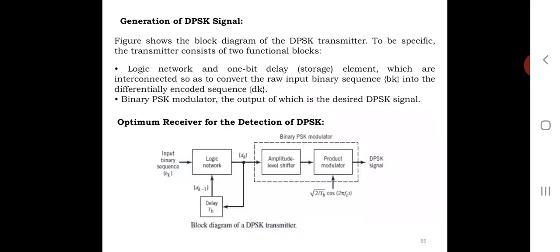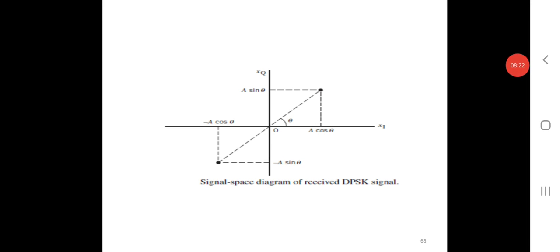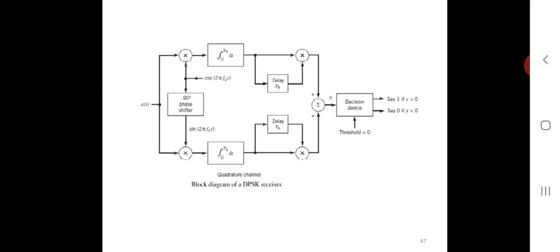And the binary PSK modulator we have already studied; only the encoding part is new. The first operation is encoding, then it becomes differential encoding, then it becomes DPSK signaling. This shows the signal space diagram of the received signal of DPSK. Next we'll move to the block diagram of the DPSK receiver.